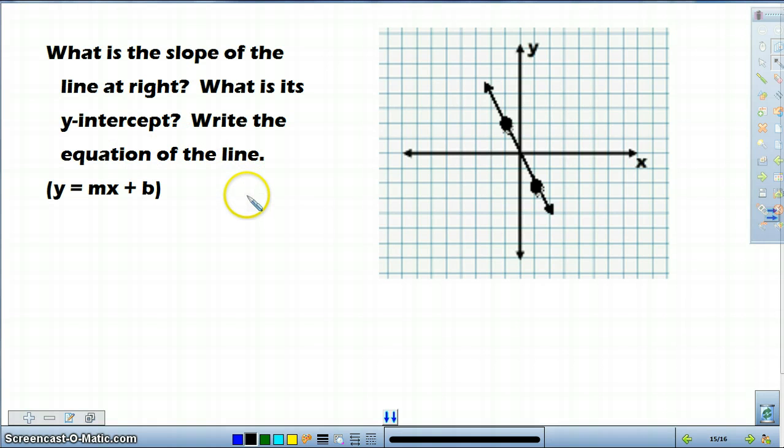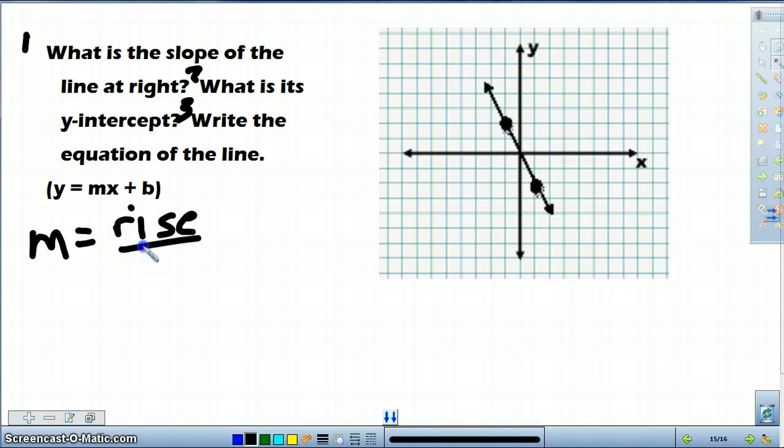So the first thing is you need to make sure that you do each step of the problem. So I have 3 steps, 1, 2, and 3. 3 different steps of the problem. First I need to figure out what the slope is of the line at right. So I've got my graph, which means I'm doing rise over run.